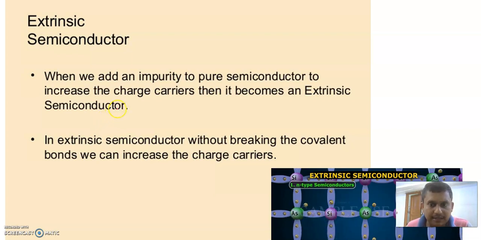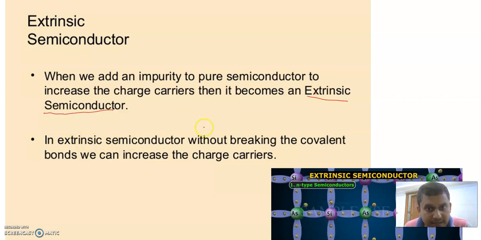Now extrinsic semiconductor. What is the extrinsic semiconductor? It means if we add an impurity to pure semiconductor to increase the charge carriers, then it becomes extrinsic semiconductor. If we want to improve the conductivity of the intrinsic semiconductor, then we add the impurity by the doping process. If we add the doping to increase the number of charge carriers in the semiconductor, then that semiconductor is called extrinsic semiconductor.